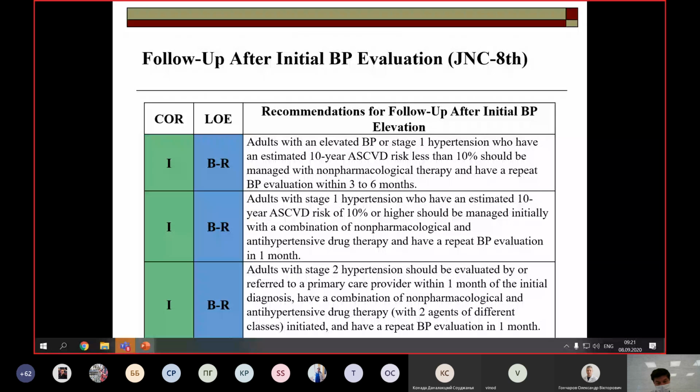Next one. Adults with stage 2 hypertension should be evaluated by referral or as primary care provided within 1 month of the initial diagnosis, with a combination of non-pharmacological and antihypertensive drug therapy. The combination should include 2 or more drugs and can be initiated immediately after verification of the risk and stage 2 disease. And repeat BP elevation should be checked at an interval of 1 month. Repeated measurement of BP is recommended generally for all patients having stage 1 and stage 2 according to these clinical protocols. What's the difference in the patient's treatment strategy reported by the experts of the European Union?